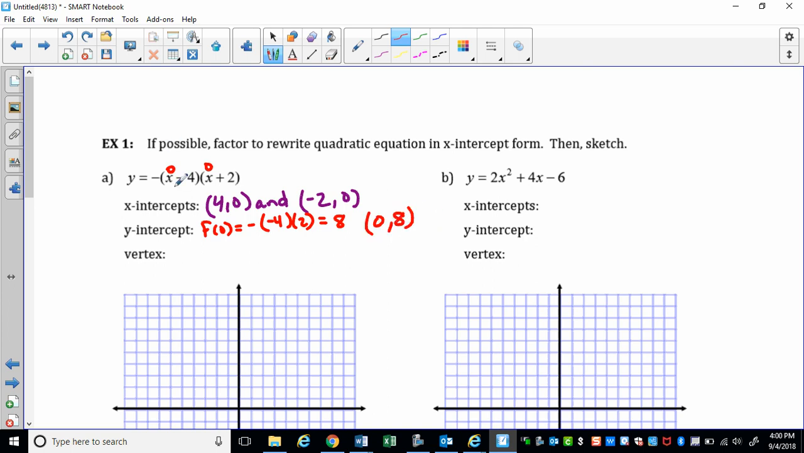And now our vertex. What's really nice is we have a formula for this, at least for my x value of my vertex. X equals negative b over 2a. But in order to do that, I'm going to have to FOIL this. So what I'm going to do is FOIL it, distribute it. X times x is x squared, and then minus 4x plus 2x is minus 2x, minus 8. Distribute this negative. I have negative x squared plus 2x plus 8.